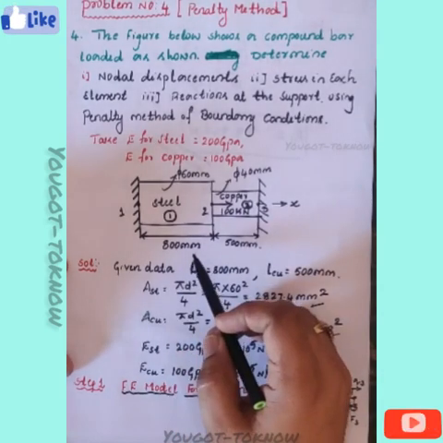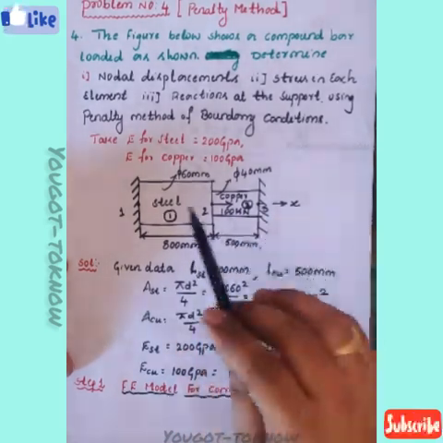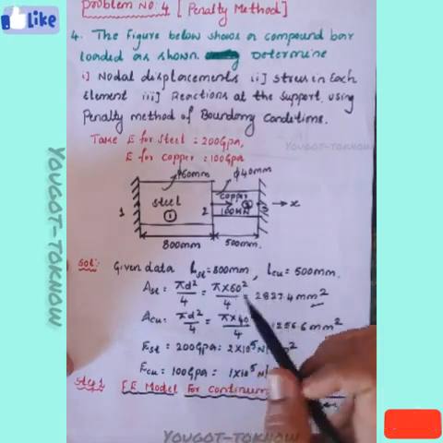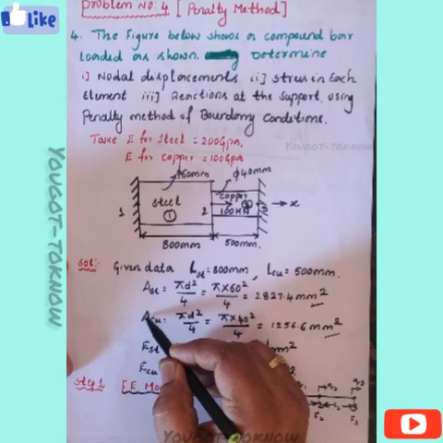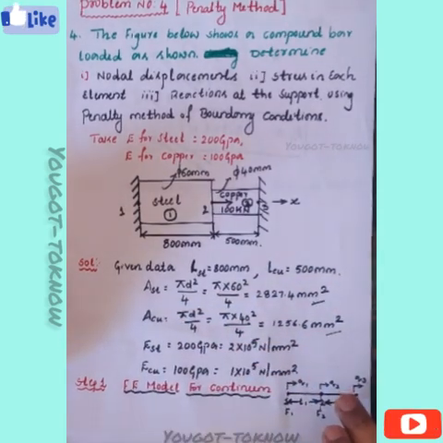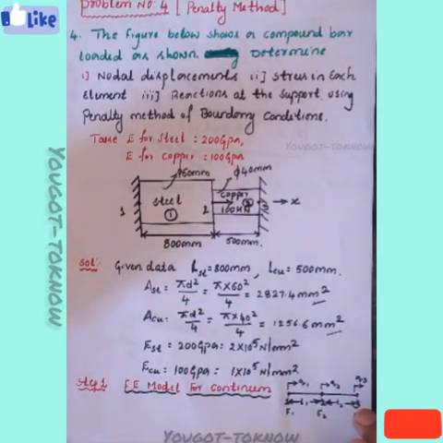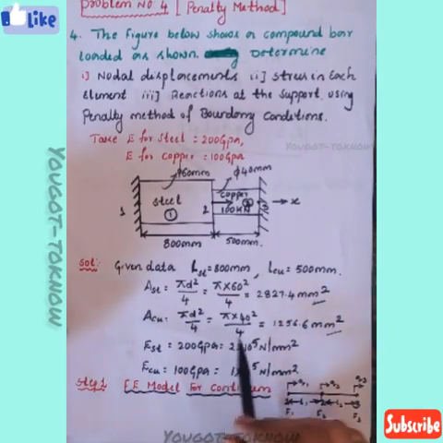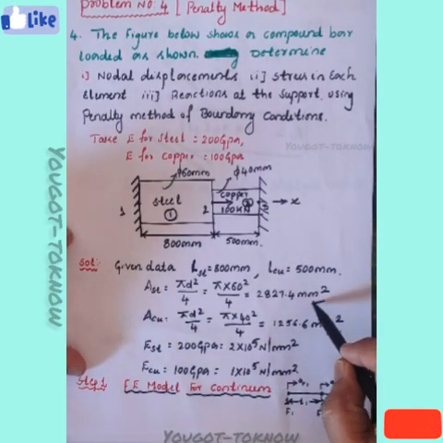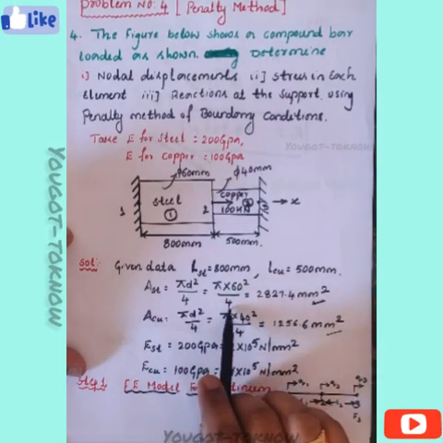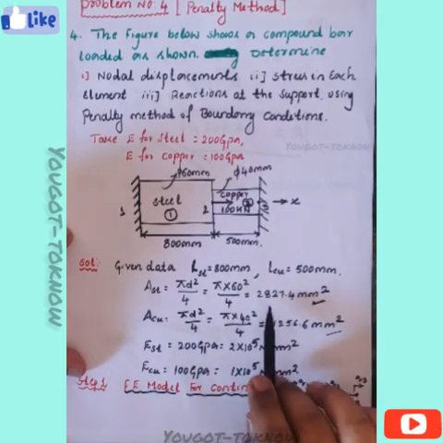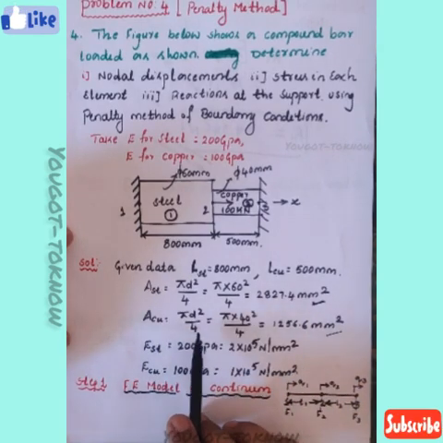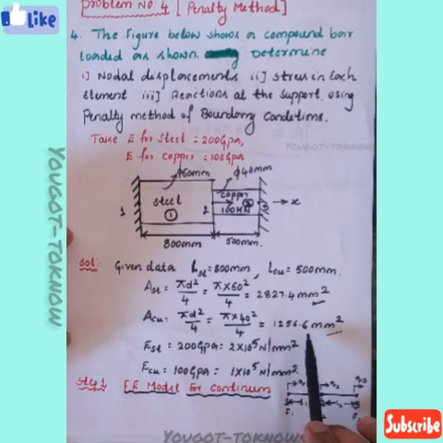If you observe, the length of the element is known, and Young's modulus is known for both the materials, but the only thing is area is not given, but diameter is given. To calculate area, use your normal formula. This is a circular rod because diameter is given. Area will be equal to pi d square by 4, the cross-section area. Now calculate the area of steel material. Pi into 60 square divided by 4, 2827.4 mm square. Then the area of the copper, pi d square by 4, 1256.6 mm square.